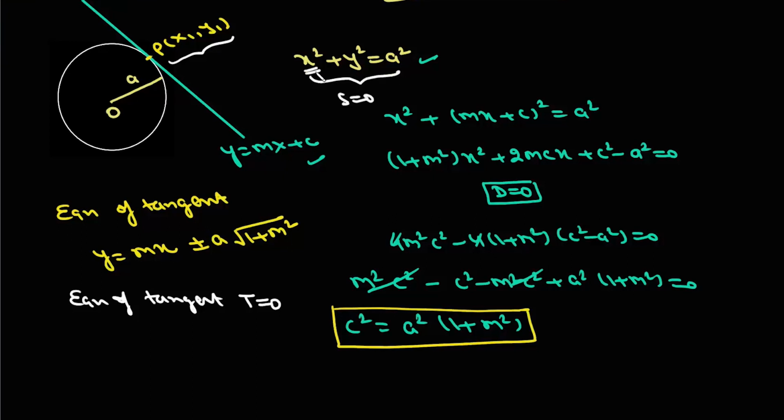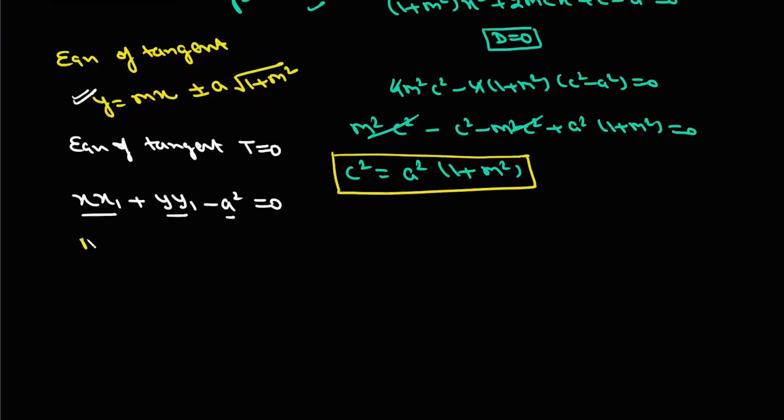So wherever we have x square, we write this as x into x1. So it will be x x1 plus, and in place of y square, it will be y into y1 minus a square equals 0. So the equation of tangent is x x1 plus y y1 minus a square equals 0. And this first equation, which we have in terms of slope, we can also write this as mx minus y plus minus a under root 1 plus m square equals 0.